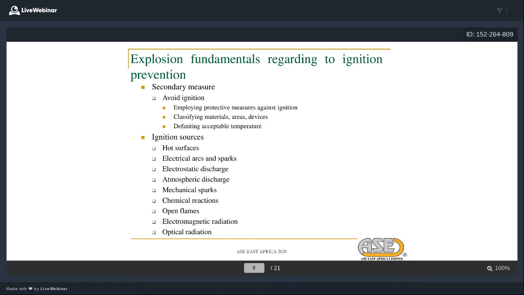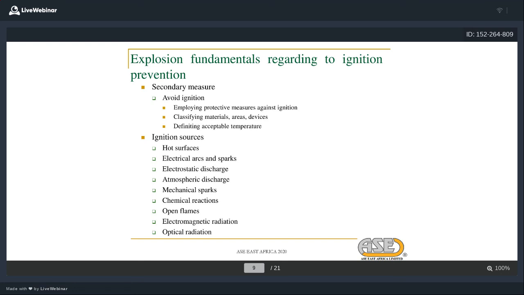Here we employ protective measures against ignition. We classify materials, we can classify areas, and classify devices, and we can define or classify acceptable temperatures. What kind of ignition sources do we have? Hot surface. In that industry, you have to avoid the hot surfaces, to use surfaces which are not hot.